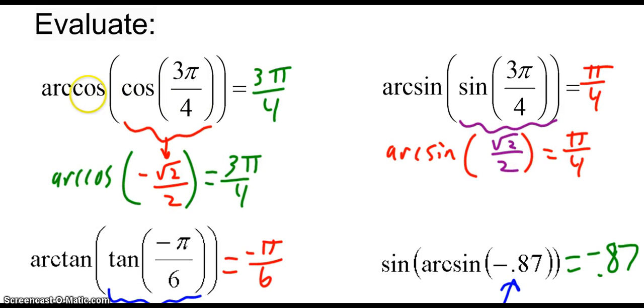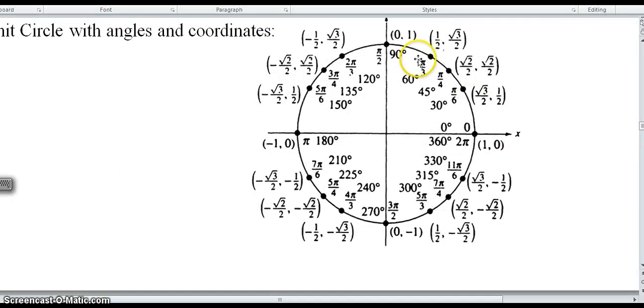Alright, so for the first one here, the arc cosine of the cosine of 3 pi fourths is 3 pi fourths. How do I know that? Well, I can do the work: the cosine of 3 pi fourths is negative root 2 over 2, and then what is the arc cosine of negative root 2 over 2? It's 3 pi fourths.